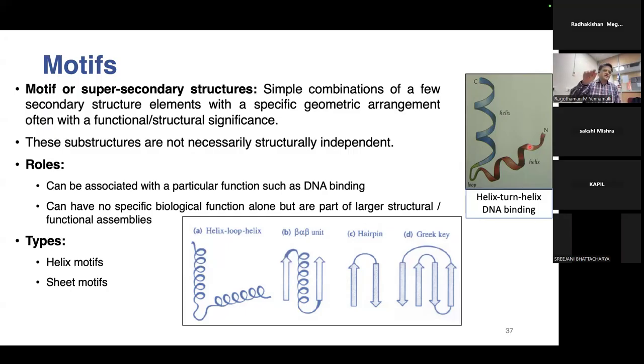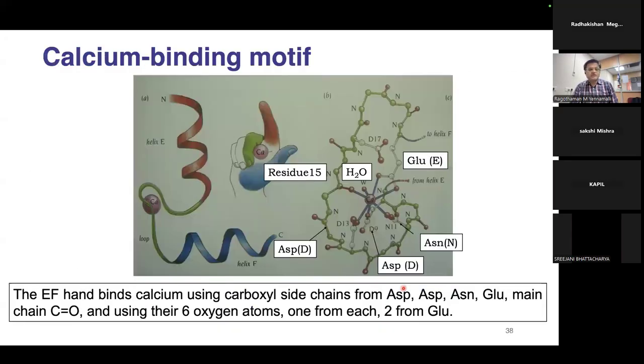Most of these helix, turn, helix motifs bind to DNA because they can go and hold on to the DNA. And they have a particular function associated with it. So there are other motifs also like beta, alpha, beta. So this is beta, then alpha, then beta. This is a motif. Now, why do we call this a motif? Because they are supersecondary structures and this motif can repeat in some other place as well. Okay. So you have a Greek key motif and we'll see what the Greek key is.